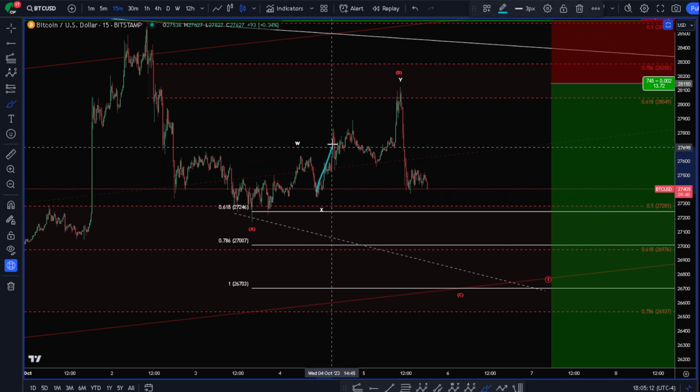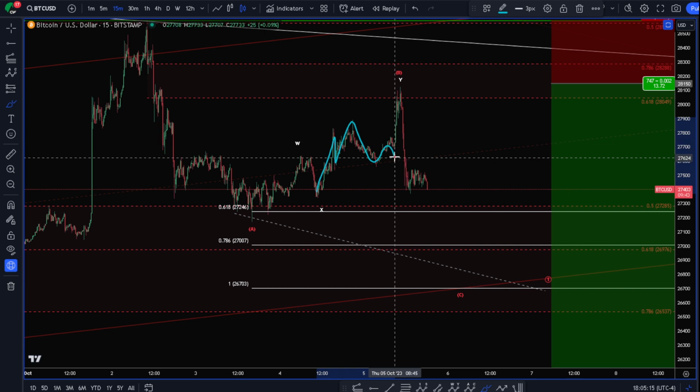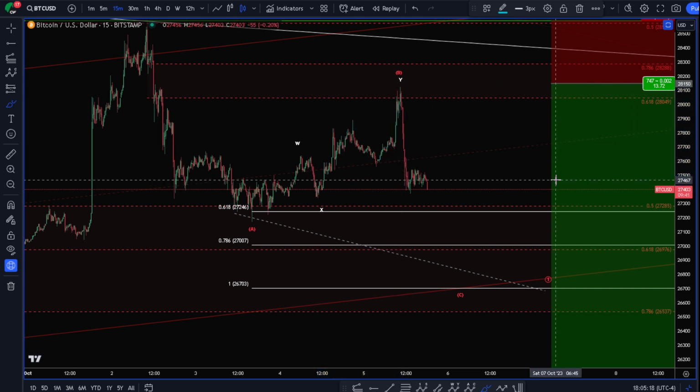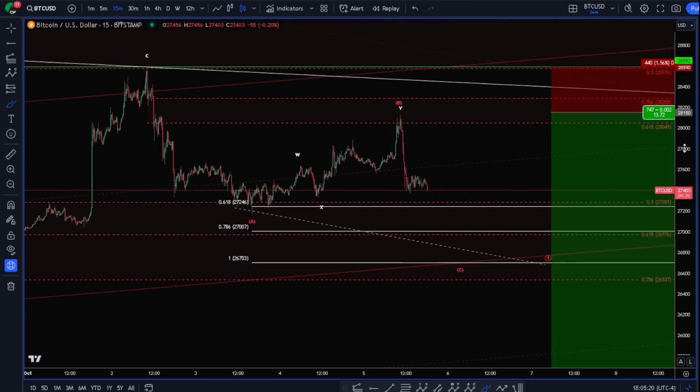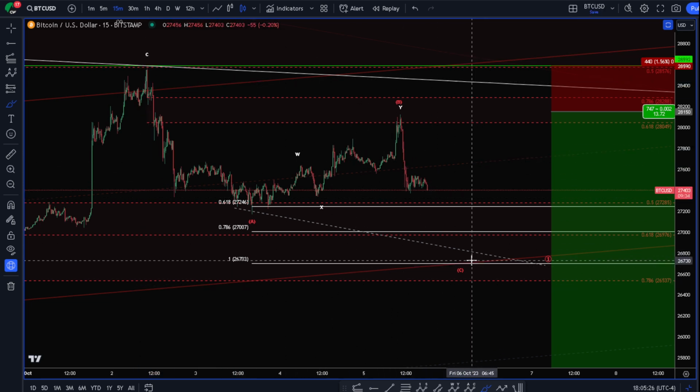And what really happened is we got an A, expanded flat B, and then 5 waves up for our C. So you can see how those patterns can always change. That's why I had my stop up at this level, just to allow more patterns to fill out.